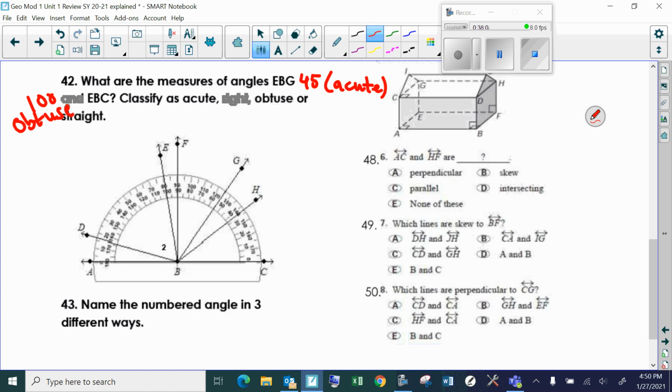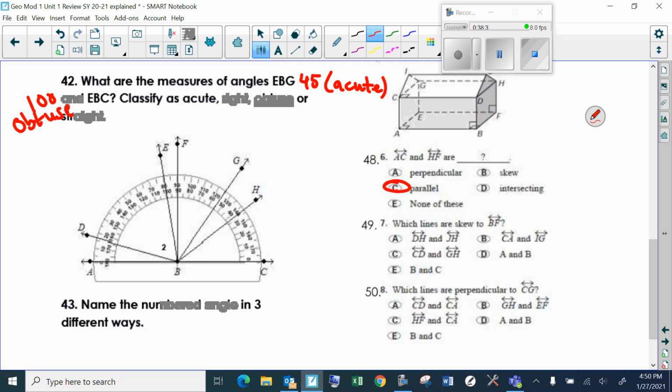And now let's get to the last 3 here. Lines AC, AC right here. That means it extends on forever. And HF. These are what? Well, you can see they aren't going to intersect, so they're either parallel or skew. Well, remember, I can have this diagonal plane right here. So therefore, they're in the same plane, which makes them parallel. Okay.